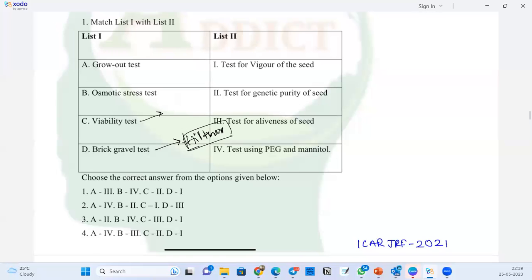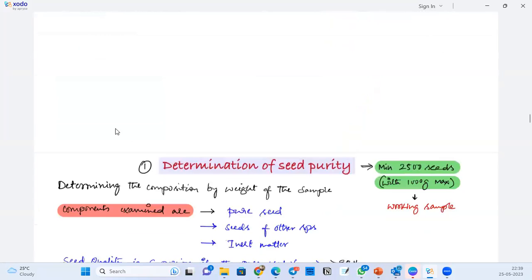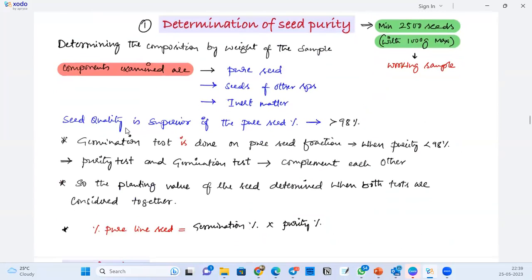So what about the viability test? Which is the viability test that is followed for checking the viability of the seed? It is the tetrazolium test, and this was given by Lakon. So the growth test is nothing but a genetic purity test. I hope this is very simple to answer, right? So next we'll start our discussion about the seed purity test or physical purity test.